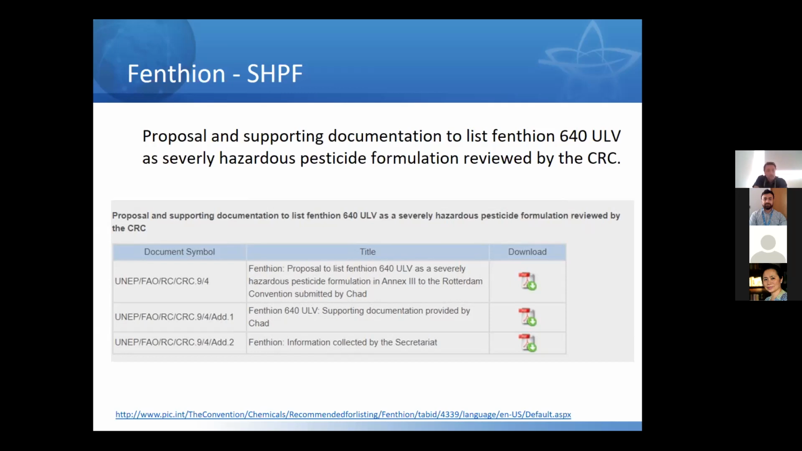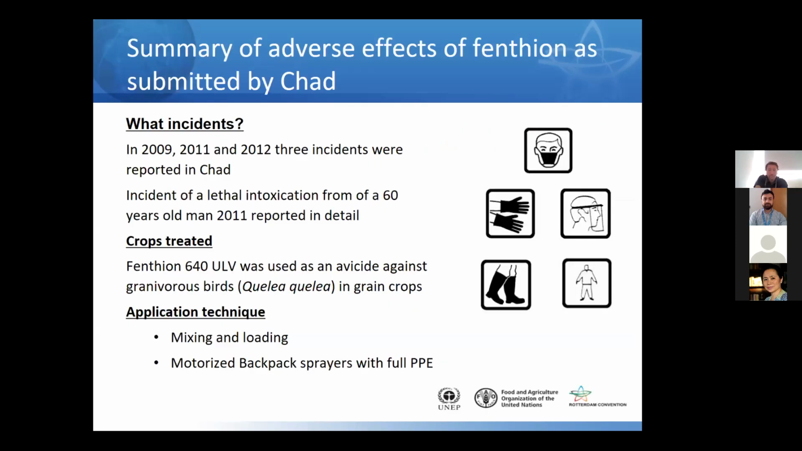The proposal was based on human health incidents and problems to the applicators under the local conditions of use in the proposing party caused by these pesticide formulations. In this slide, you can see an excerpt of the incident reporting form, which provides what type of incidents were reported in the country throughout the period between 2009 and 2012.